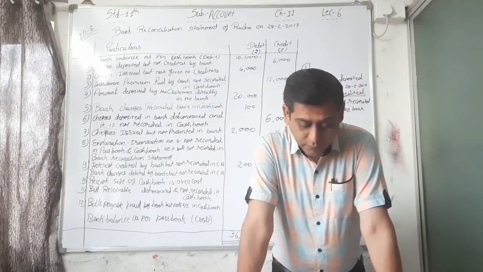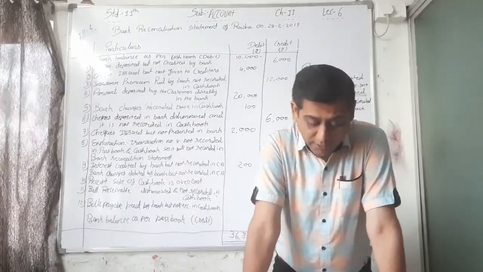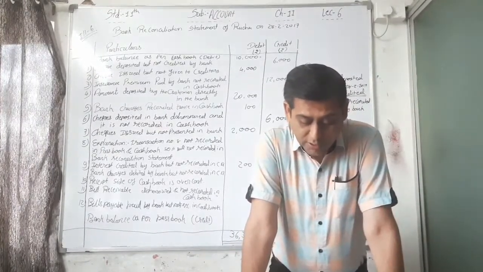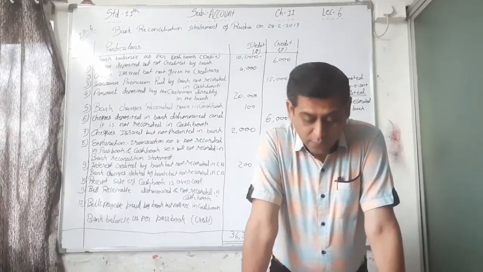Okay. So see the point number 5, question number 5, sorry. Cash book of Naresh shows the credit balance. So credit balance you have to record on the credit side of bank.